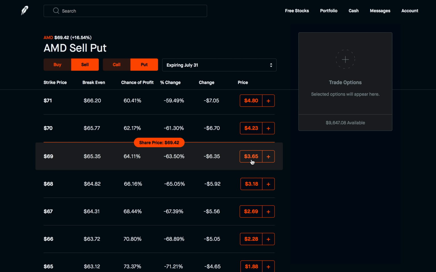Now, the good thing about selling puts is your risk is always well defined. It's going to be the collateral that you put up minus the premium you received. The bad thing is sometimes that can be a lot of money, right? Like in this case, you're going to lose over $6,800.